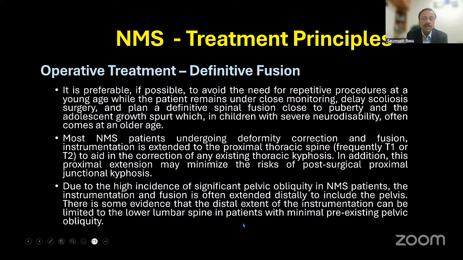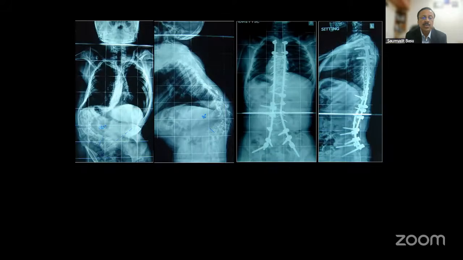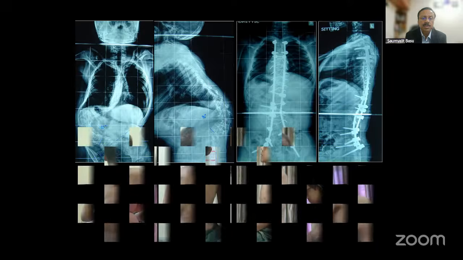Now, distal instrumentation to the pelvis in the case of a pre-existing pelvic obliquity is a very safe option for a wheelchair-bound patient because the entire indication of surgery is based on whether he can be a sitter in a much more balanced fashion, or he tilts to one side during sitting and he can develop buttock sores and pain on sitting. So the restoration of sitting balance is very important, and pelvic obliquity is a hallmark of neuromuscular scoliosis, as you can see in this patient.